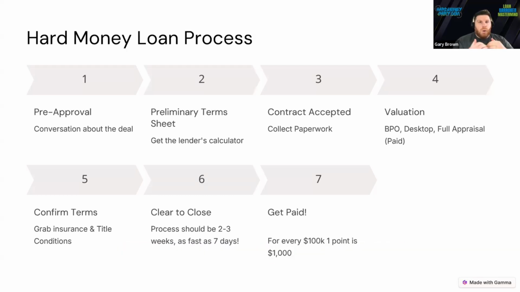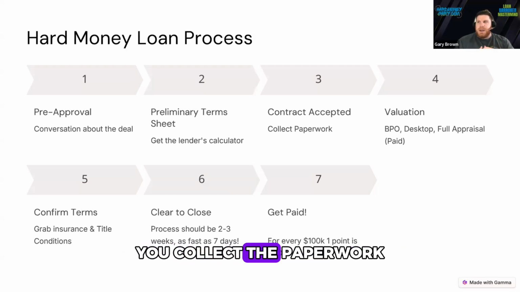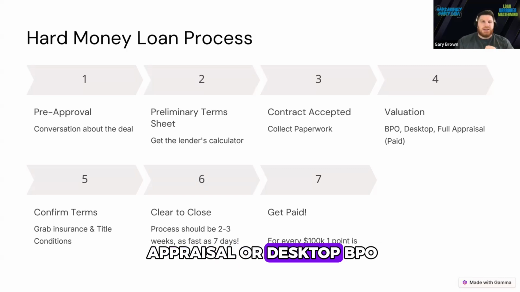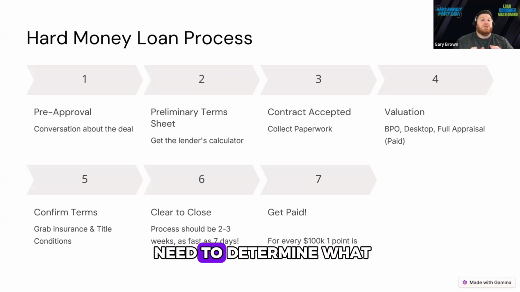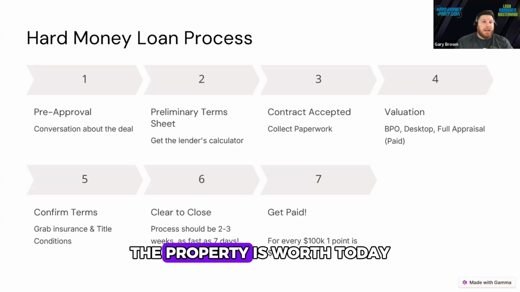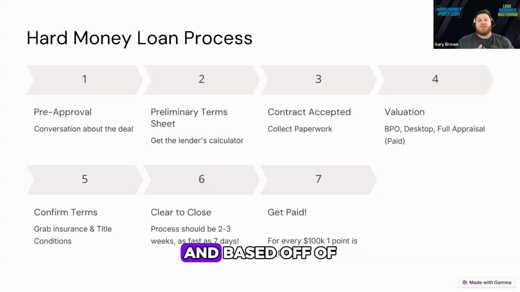Once the contract is accepted, you collect the paperwork, then you need to get some sort of valuation. It's going to be an appraisal or a desktop BPO. That means that we need to determine what the value of the property is worth today, and based off of the scope of work, what they plan to do to the property, what it will be worth once it's all fixed up.